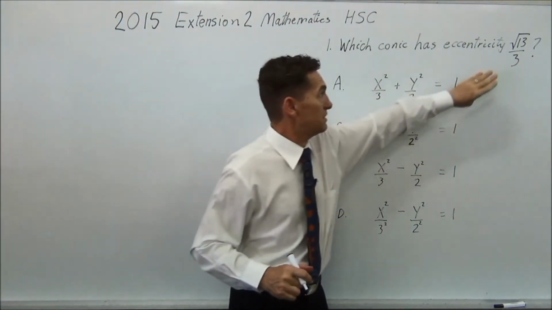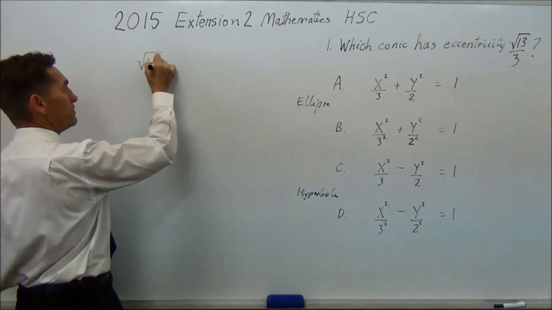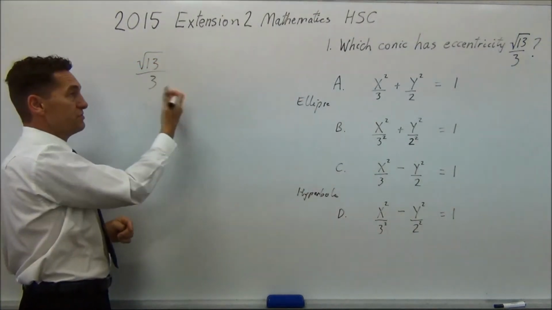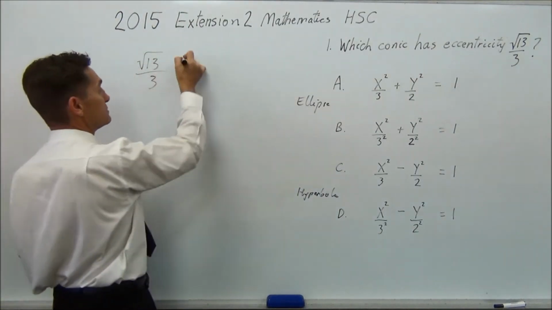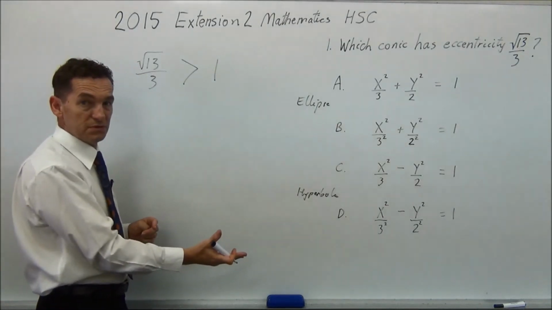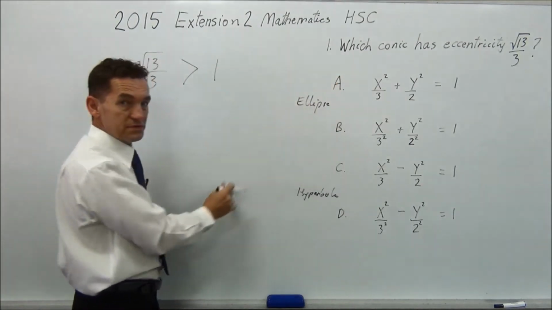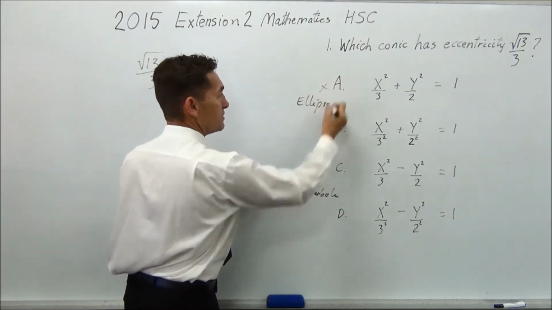Your first thought may be, what is that eccentricity? And root 13 over 3, if that was a 9, root 9 over 3 is 1. This is therefore greater than 1. So this is greater than 1, which means it must be a hyperbola. Okay, so automatically you can wipe those two out.